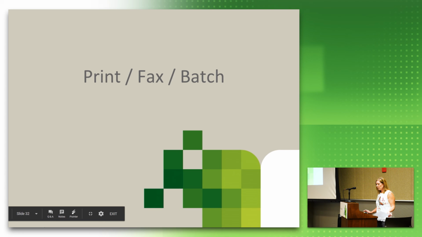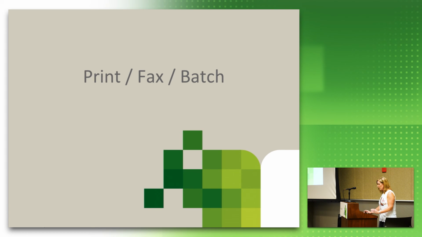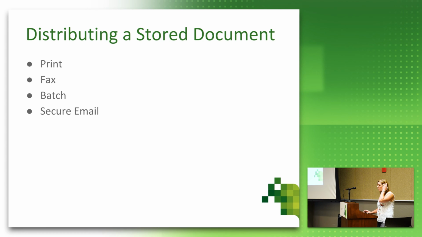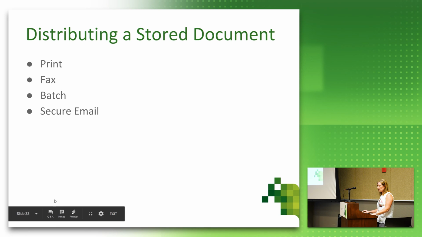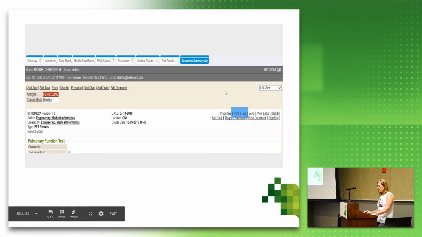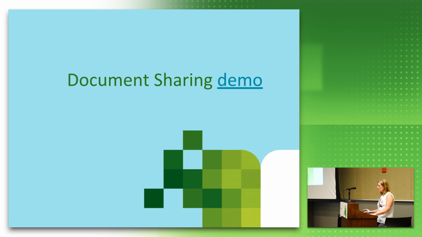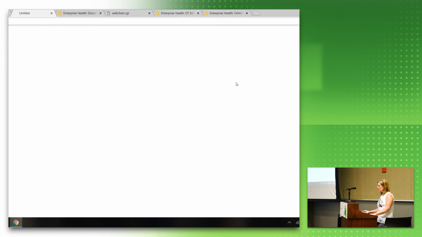Print, fax, and batching. Once a document is indexed or uploaded directly into the patient's chart, it can be shared by using the print, fax, batch, or secure email. And all the options to do those are found in the right corner of the document when you're working in the chart. So I'd like to show you where that is in real time in the system.